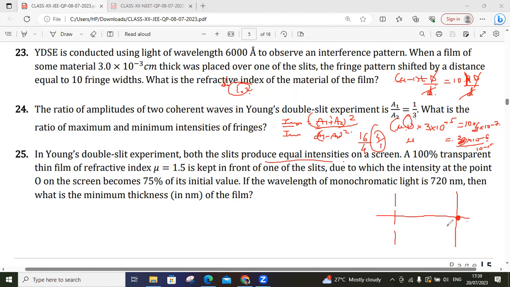Here earlier constructive interference used to happen at the center. At the center it used to be constructive interference and intensity would have been 4 I naught. But now they are telling it is 75% of this, means 3 by 4 of this. That much intensity is there now. It means it is not fully constructive interference or destructive interference. In between, some phase difference is there. So what is that phase difference between the waves which are interfering? And that is coming due to a thickness of something being introduced, correct?